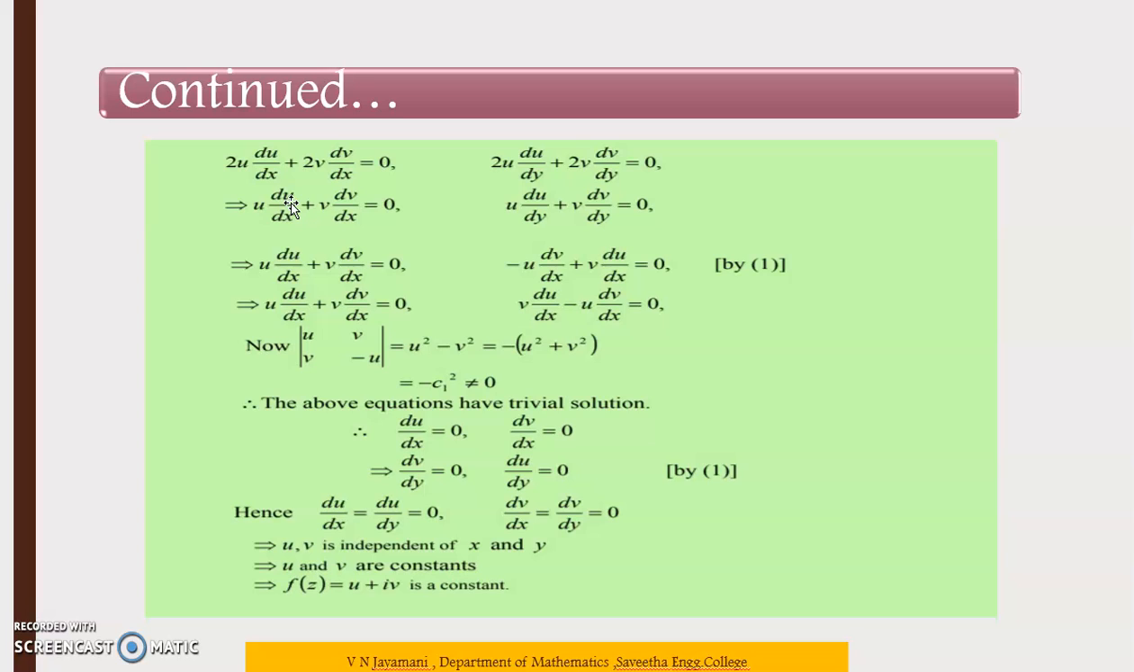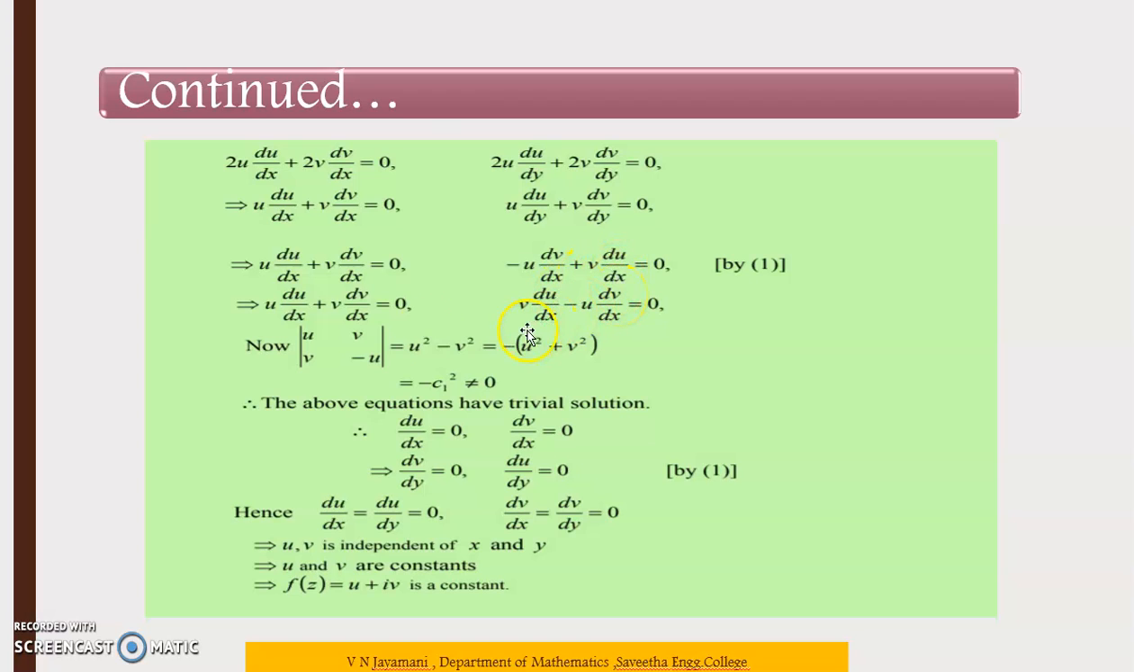Here the 2's are common, so we can take them outside. This implies u into du by dx plus v into dv by dx equal to 0. Similarly, u into du by dy plus v into dv by dy equal to 0. From this we can write u into dou u by dou x plus v into dv by dx equal to 0. Here we apply the CR equation: minus u into dv by dx plus v into du by dx equal to 0.